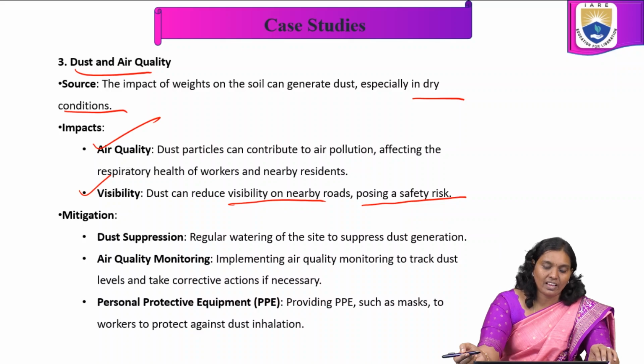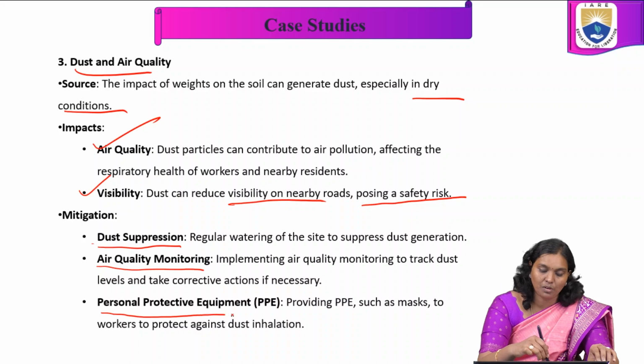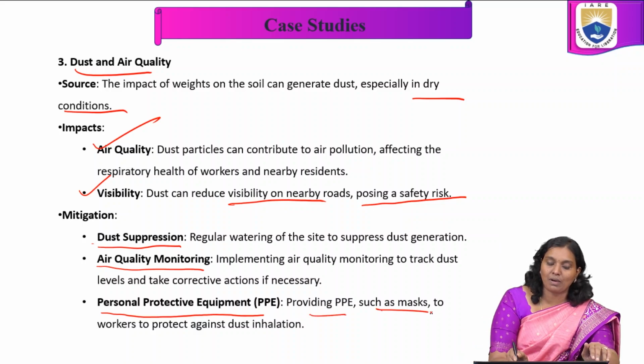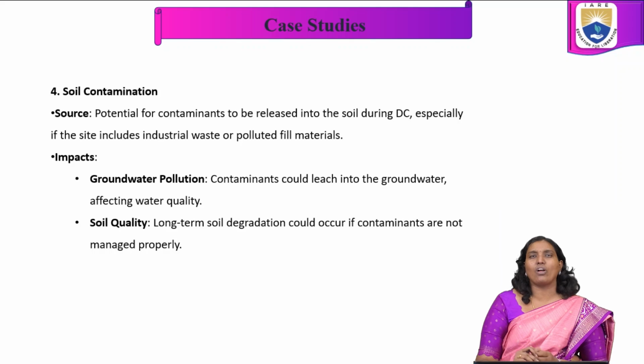For mitigation, we are considering dust suppression, air quality monitoring and personal protective equipment. That means regular watering of the site to suppress dust generation, and implementing air quality monitoring to track dust levels and take corrective actions if necessary. And also personal protective equipment, providing PPE such as masks to workers to protect against dust inhalation. These are the various parameters involved in this.